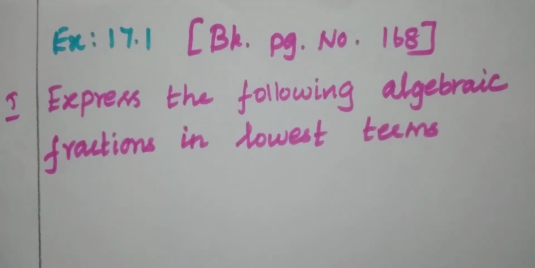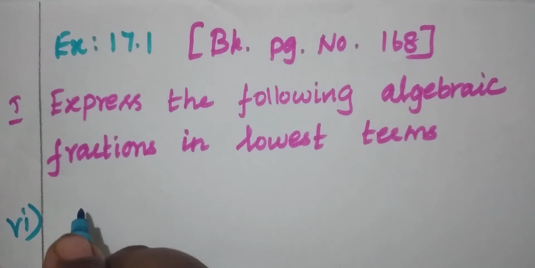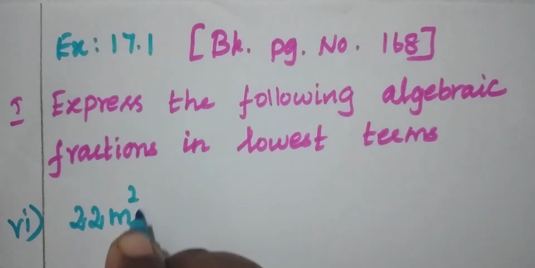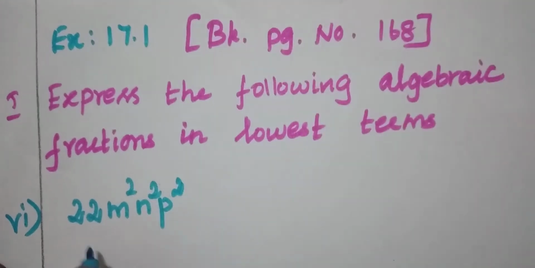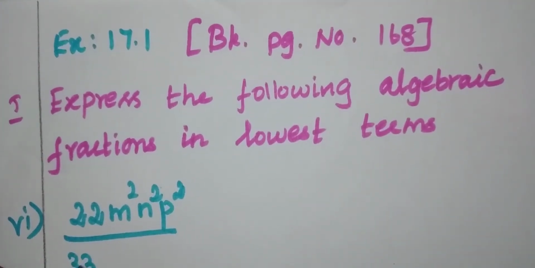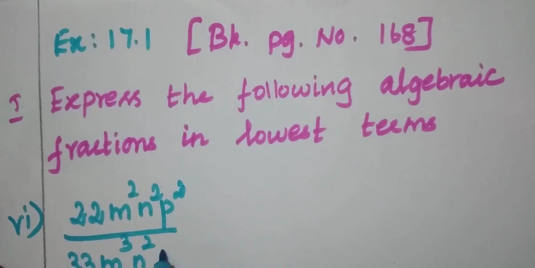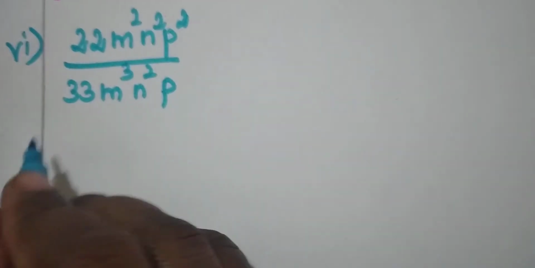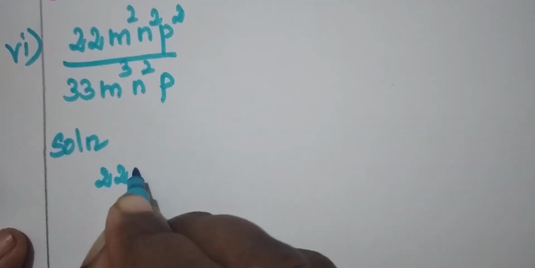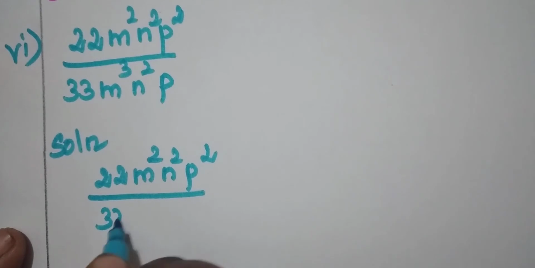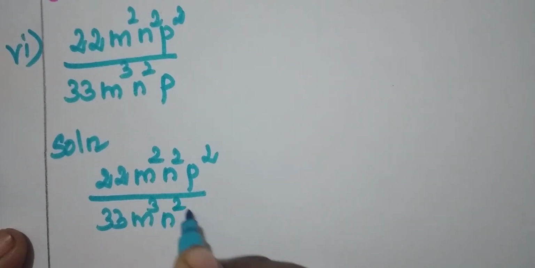Now exercise 17.1 in your book, page number 168, first Roman letter. Express the following algebraic fractions in lowest terms. 22 m square n square p square divided by 33 m cube n square p. How do we solve this one?